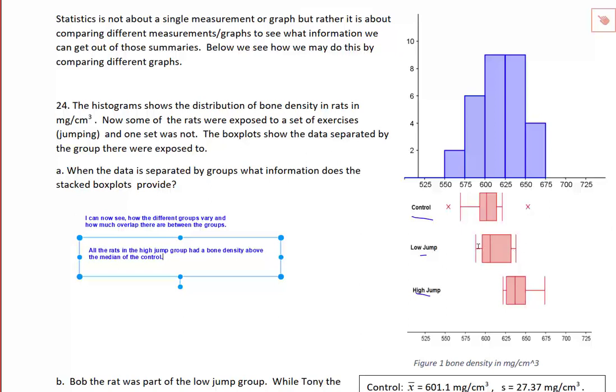And the low jump group, they did pretty well, but there's a lot more variation. They suffered a little, not as good, but not too bad. So it's kind of hard to say, right? So this is 75%, the first quartile. Here's the first quartile. And so I guess there's more variability in the low jump group.